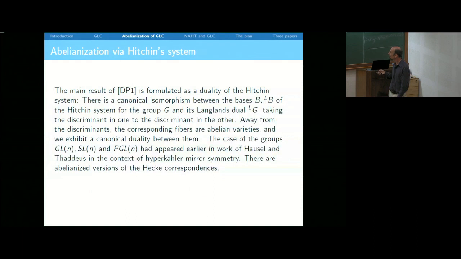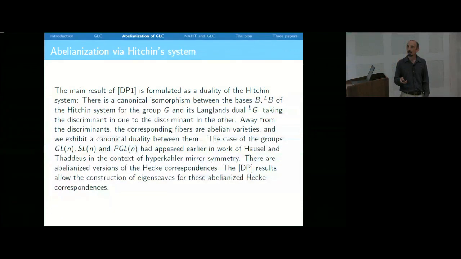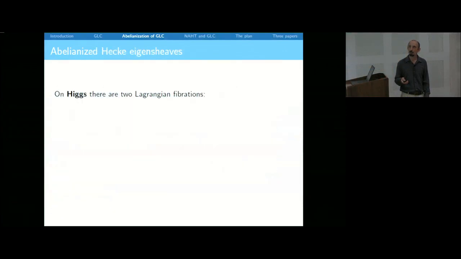So the key application that we have for this result is that the Hecke correspondence admits an abelianized version, where abelianization means lifting from Bun_G to Higgs. And our results allow the construction of eigensheaves for these abelianized Hecke correspondences. And that's going to be the basis for our program in general, as I'll explain next time.